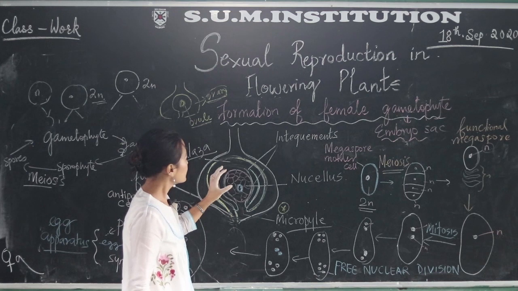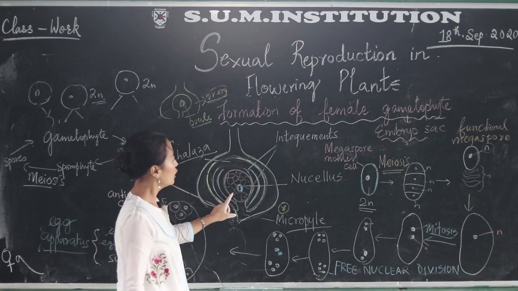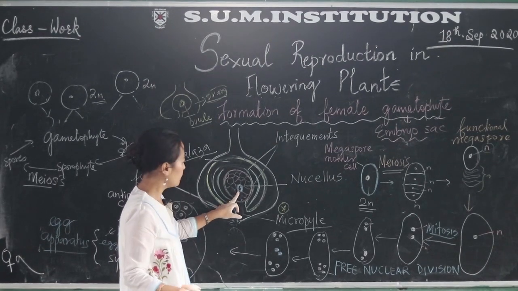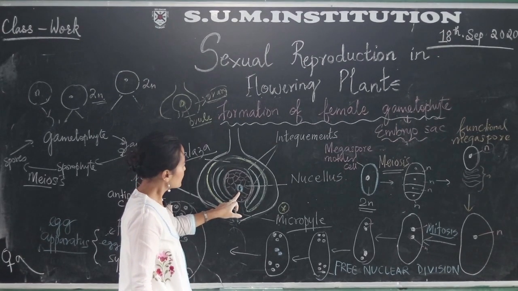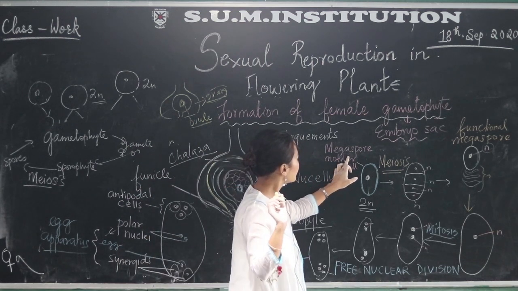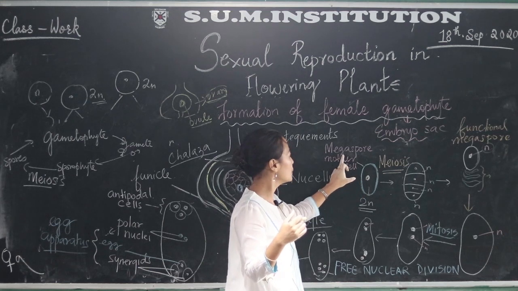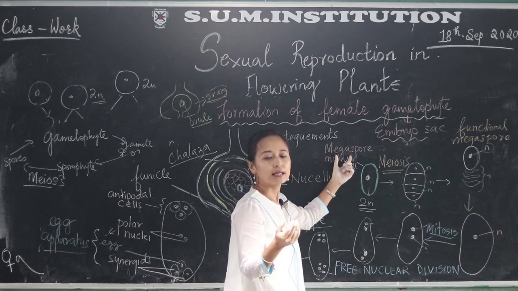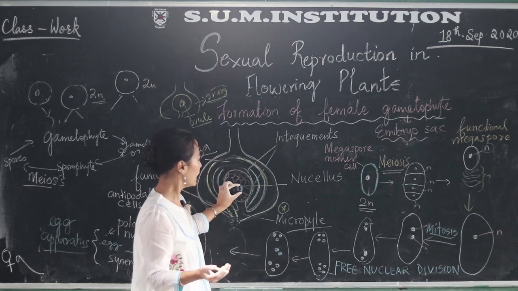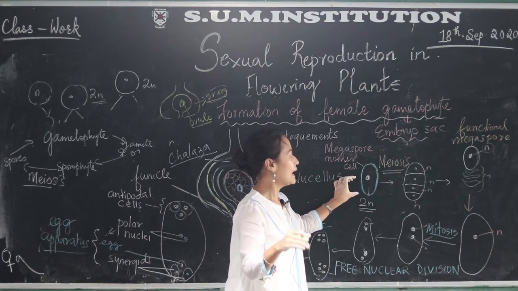Now where is the formation of the embryo sac, or the female gametophyte, in the ovule? In the nucellar region. Any cell of the nucellar region functions as the megaspore mother cell. Why? Because this mother cell will divide to form the megaspores. So any cell of the nucellus can act as the megaspore mother cell and divide to form the megaspores.